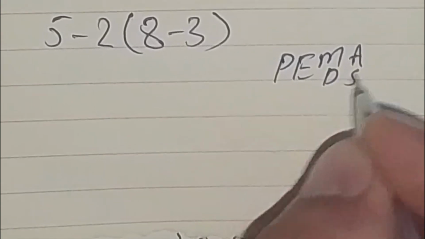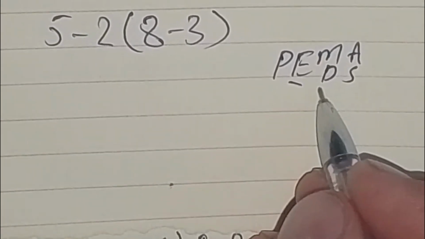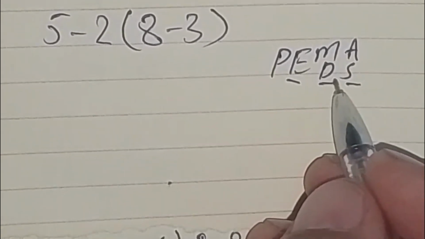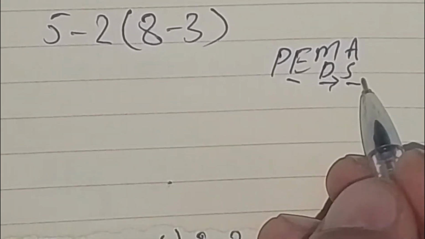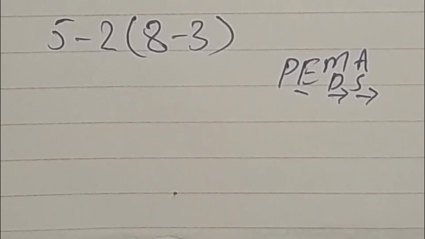According to the PEMDAS rule, first we solve parentheses, then exponent, then multiplication or division, and then addition or subtraction. Multiplication or division we solve from left to right. In addition or subtraction we solve from left to right.